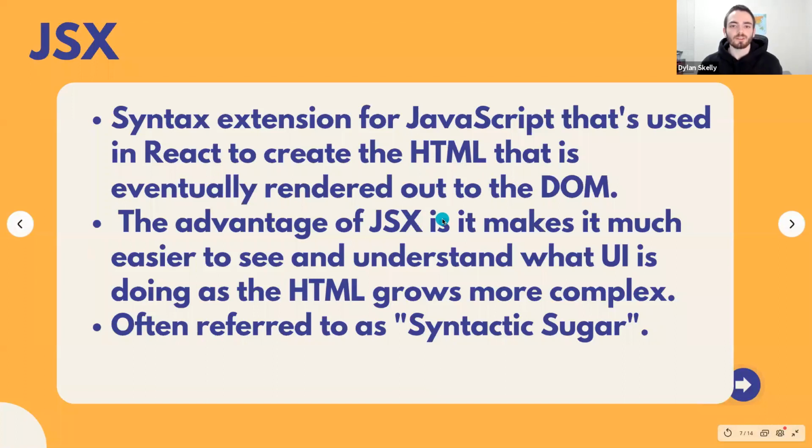JSX is essentially a bit of a combination of HTML and JavaScript. When you look at it, it'll look like that. And the reason you do it is that it makes it much easier to understand when you're looking at it. If you inspect your page right now, imagine trying to develop that. Look at how crazy the HTML gets and how hard that would be to maintain as a developer if you were trying to contribute to this. That could be really hard. And it's often referred to as syntactic sugar. It just makes it really easy to see.